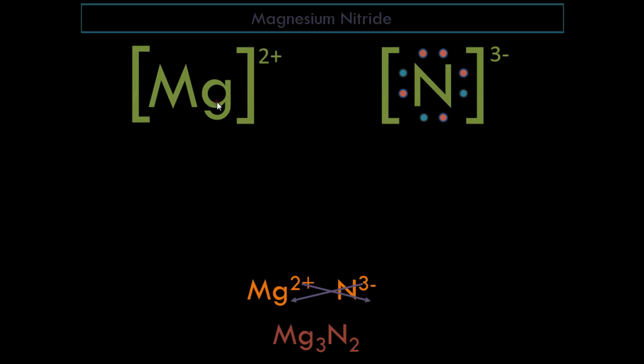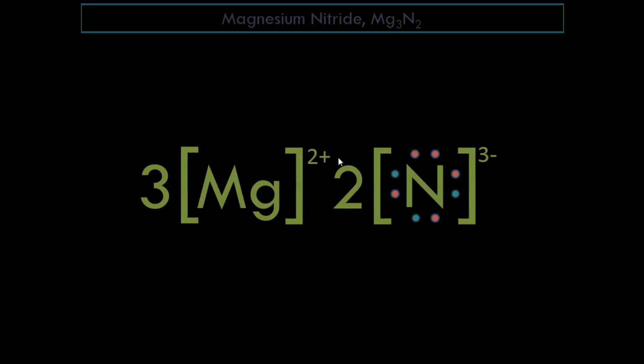Take note that we use 3 of this 2 plus magnesium and 2 of this 3 minus nitrogen, and just place here a coefficient of how many magnesium we use, and also a coefficient for the number of nitrogen we use. And take note that they have a net charge for losing and for gaining electrons. So there you go. That is the representation of the Lewis dot structure for ionic compounds. Thank you for watching.